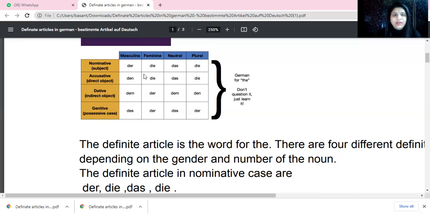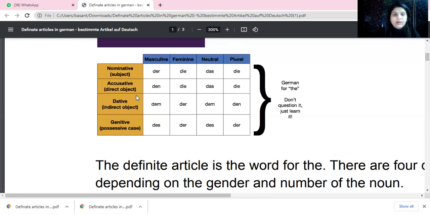So how do we learn? MFNP, these are our four genders. And these are our four articles. How do we learn them? Der, die, das, die. So for example, if I ask you, what are the articles in nominative case? You all will be saying, der, die, das, die. And what are the articles in accusative case?